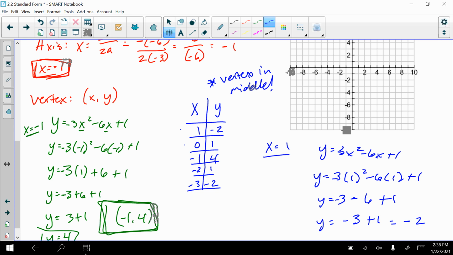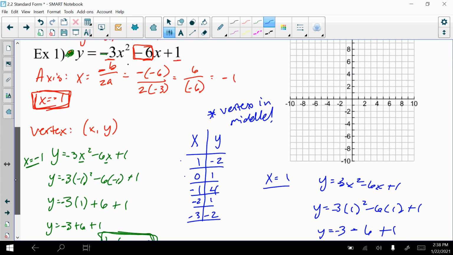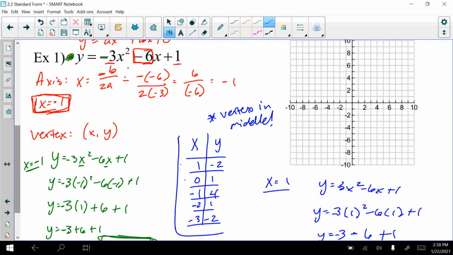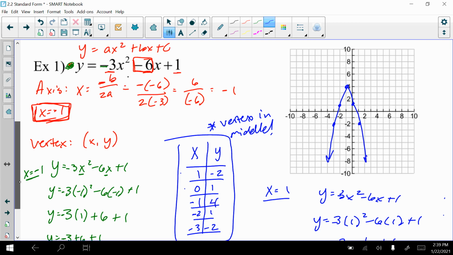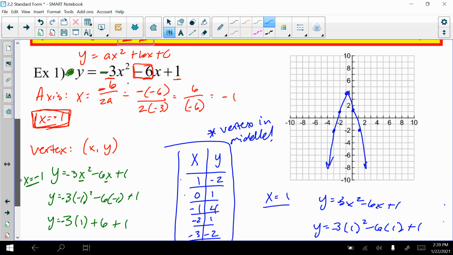Okay, so there we go. We plugged in our values. We got a table now, so let's go ahead and graph this. Okay. So at 1, I'm at negative 2. At 0, I'm up there at 1. At negative 1, I'm up at 4. At negative 2, I'm at 1, and at negative 3, I'm down at negative 2. So here's my graph. Okay. There we go.